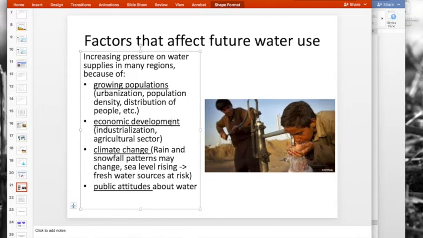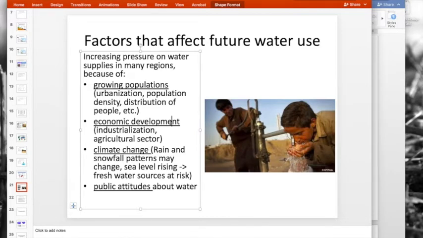Climate change obviously as well, because we can't only think, well, how does the amount of water that we use as a society affect the amount of water that's present? We also have to think about the input. Where does it come from? If rain and snowfall patterns change, if ice caps melt on mountains at different times of the year, as sea level rises, putting freshwater sources at risk, then the access that societies have to fresh water also changes.